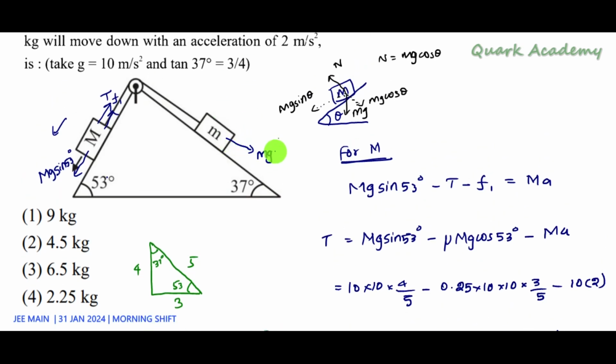This is going to be mg sine 37 degree and tension is in this way, and the block is going to move upward because capital M is moving downward, so small m should move upward, and frictional force will act in the direction opposite to the direction of movement. So F2 will act in this way. We'll write an equation for small m also.